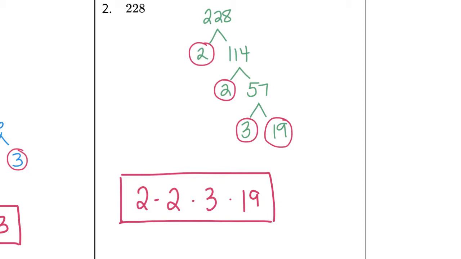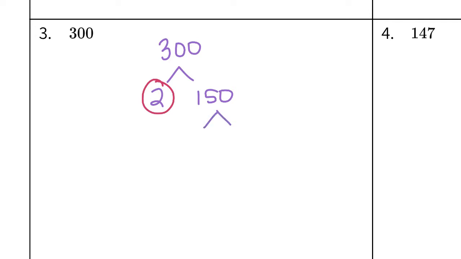Okay, let's look at the next one. This time I have the number 300. So same as before, let's split this up. So 300 is an even number. I know for sure I can divide by 2, and that would give me 150. 2 is prime, so I'm going to circle it. 150 is also even, so I know I can divide by 2, and that would give me 75. 2 is prime, so I'm circling it.